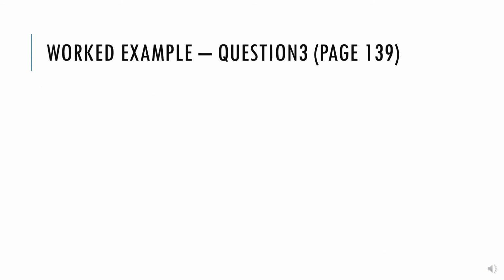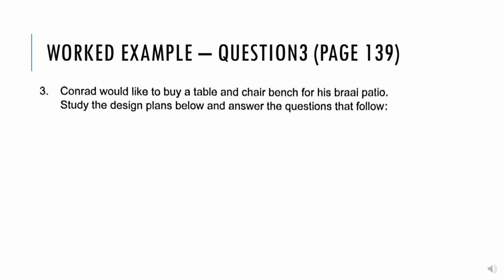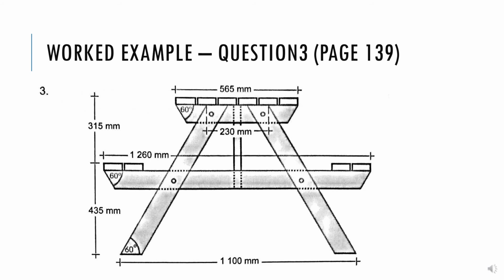Question 3. So Conrad would like to buy a table and chair bench for his braai patio. So study the design plans below and answer the questions that follow. So this is the dimensions given for this table and chair bench. And they give you various dimensions, like the breadth of the actual table, the distance between the one end of the bench to the other end of the bench, the height of the table, etc., etc.